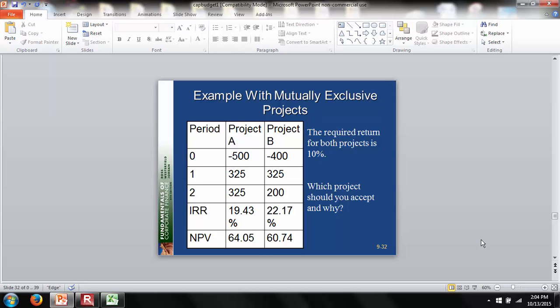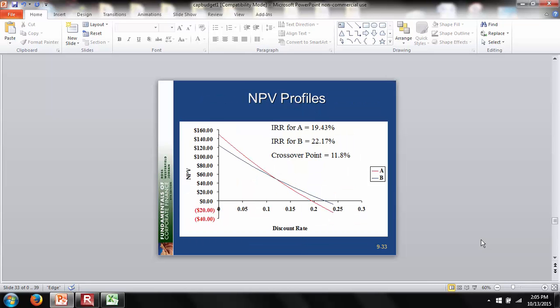So what that means is that project A is good if you are looking at the NPV because you're making $64 million, and project B is good if you are using the IRR method because it has a higher IRR. So basically here what we are saying is that you are getting conflicting answers. IRR says pick project B, NPV says pick project A.